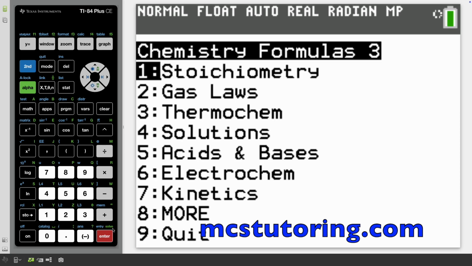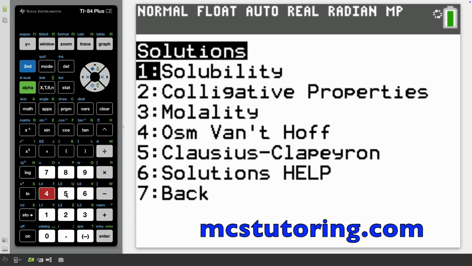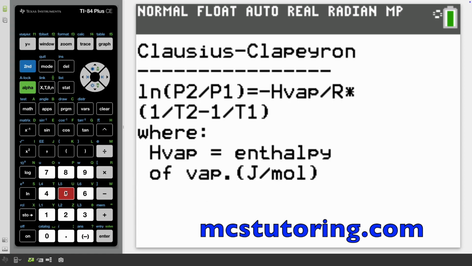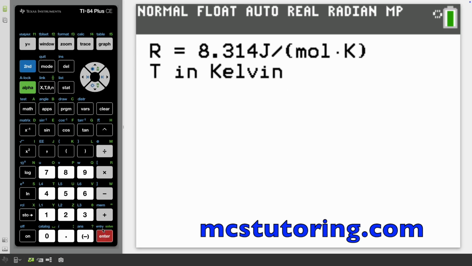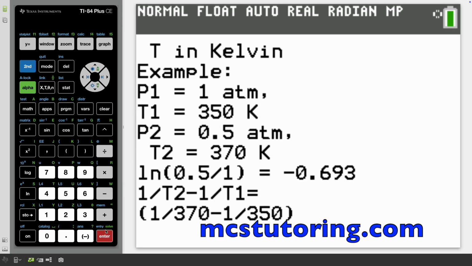Let's just do Clausius-Clapeyron. ln P2 over P1 equals negative HVAP divided by R times 1 over T2 minus 1 over T1, where HVAP is enthalpy of vaporization, in joules per mole. R is 8.314. T is in Kelvin. And then here's an example. P1 is 1 atm. T1 is 350 Kelvin. P2 is 0.5 atm. T2 is 370 Kelvin.